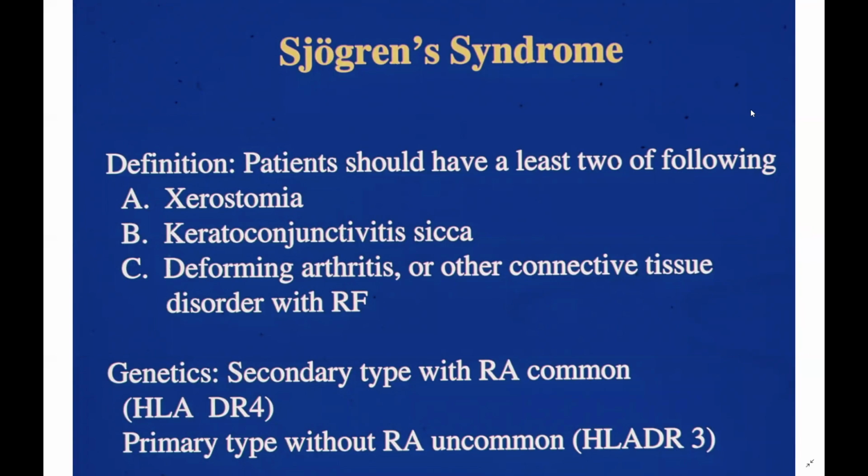Sjogren's syndrome is characterized by two of the following: xerostomia, which is a dry mouth, keratoconjunctivitis sicca, dry eyes, and a deforming arthritis or some other connective tissue disorder with rheumatoid factor. This could include just about any of them. It's a secondary type with RA is common. The primary type without RA is uncommon, but more severe. It's associated with DR3.